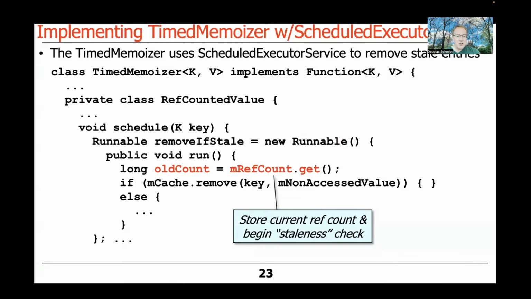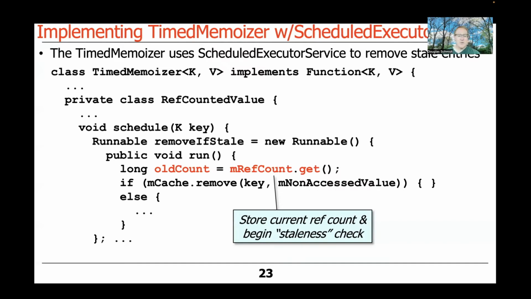So when the run method gets called, the first thing it does is check the current reference count of this ref counted value object. And this logic here is ridiculously subtle. The reason it's so subtle is because we don't have a lock that locks the entire hash map or the entire logic here in our TimedMemoizer. Instead, we're using the super cool and highly scalable techniques that concurrent hash map provides. But because of that, we have to be very, very careful how we write the code.